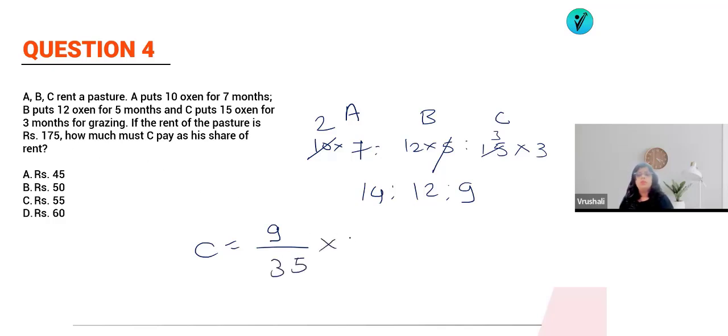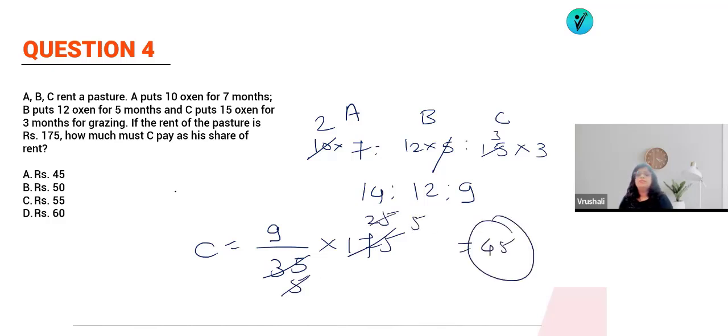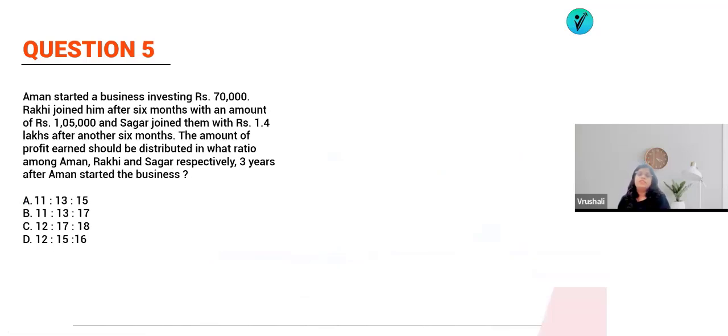Then what will be the total? 175. So 7 5s are 35, 5 times. So 9 5s are 45 rupees. So C has to pay 45 rupees. That's it. Easier. Now let's do the next one.